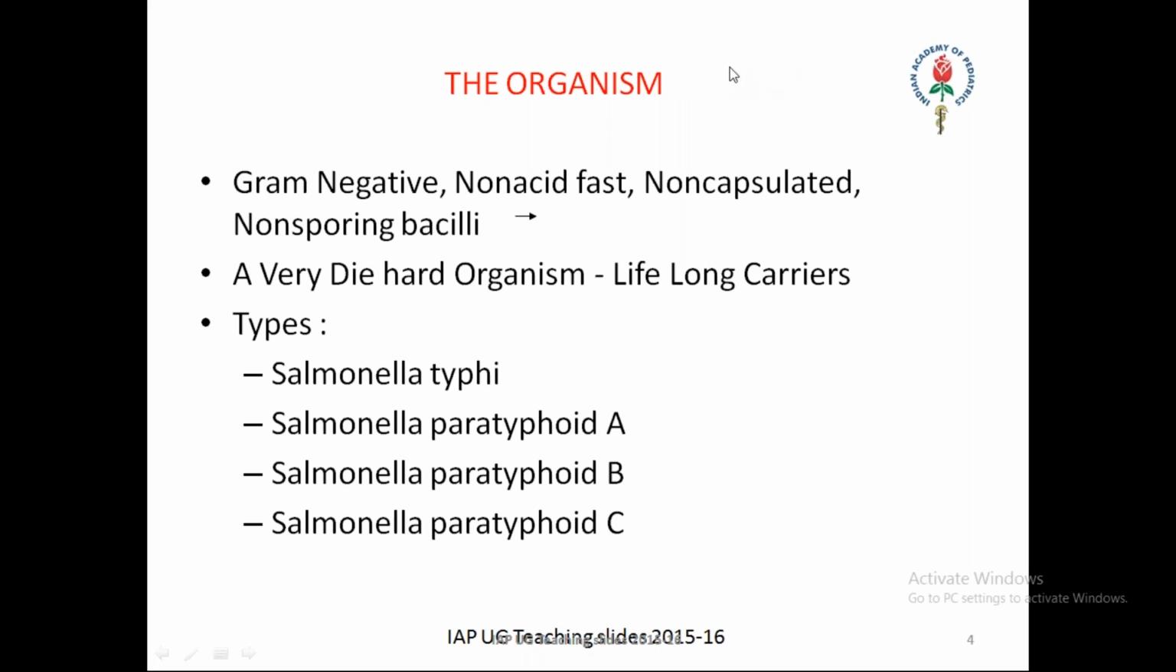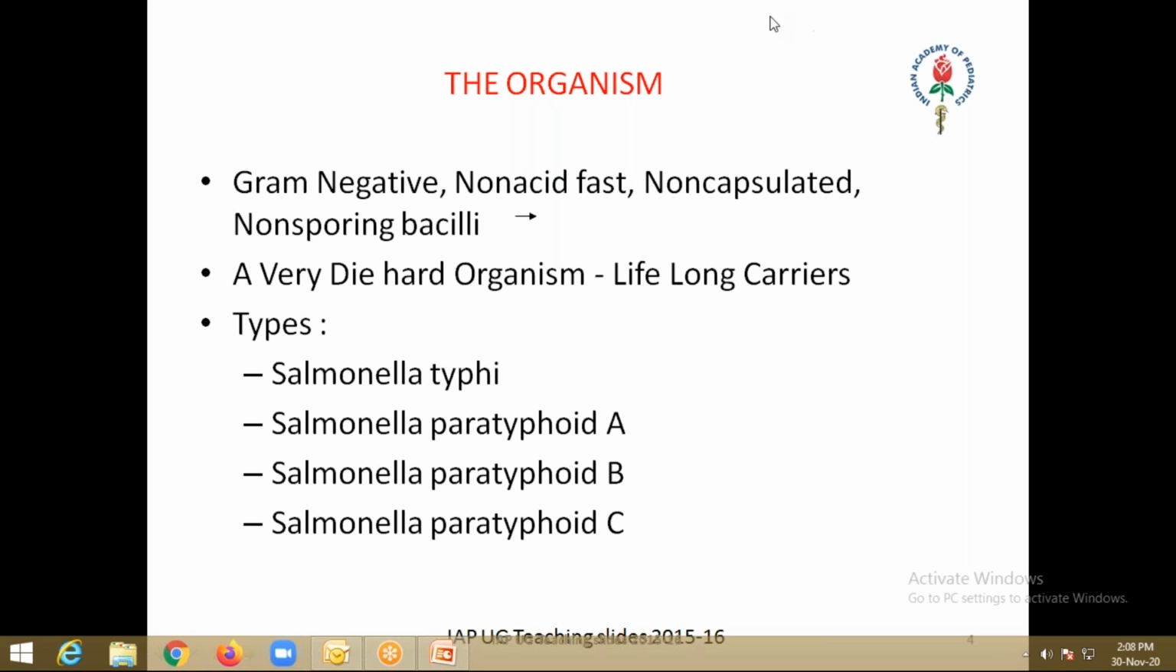Coming to the organism, it is mostly gram-negative, non-acid fast bacilli. There is no capsule for it, and it is a non-spore-forming bacilli. It is a very die-hard organism, and there are sometimes lifelong carriers. The types are Salmonella typhi, and the paratyphoid forms, Salmonella paratyphi A, B, and C. But the main problem with this organism is that it can be a lifelong carrier, which is a very dangerous thing.